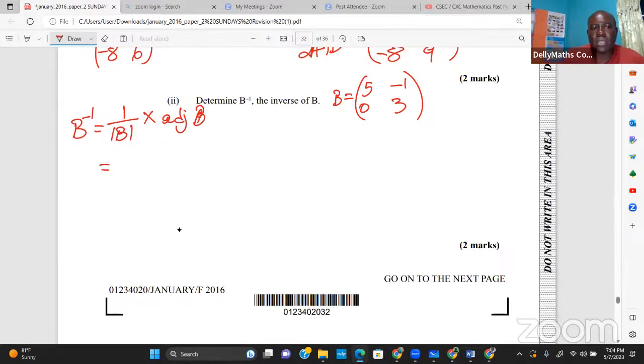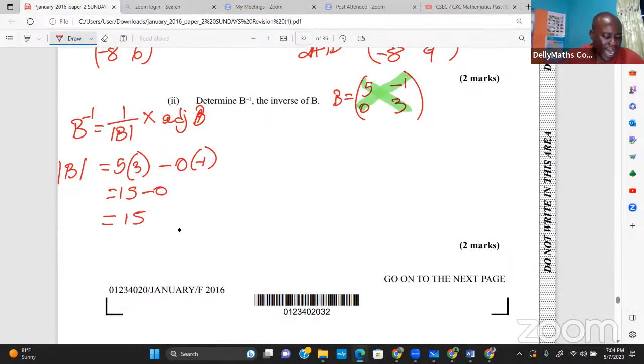The determinant of B is going to be 5 times 3 minus 0 times negative 1. Again, concept remains the same. Product of the leading minus the product of the non-leading. 15 minus 0 is 15. So right there, we're looking at the determinant is 15.